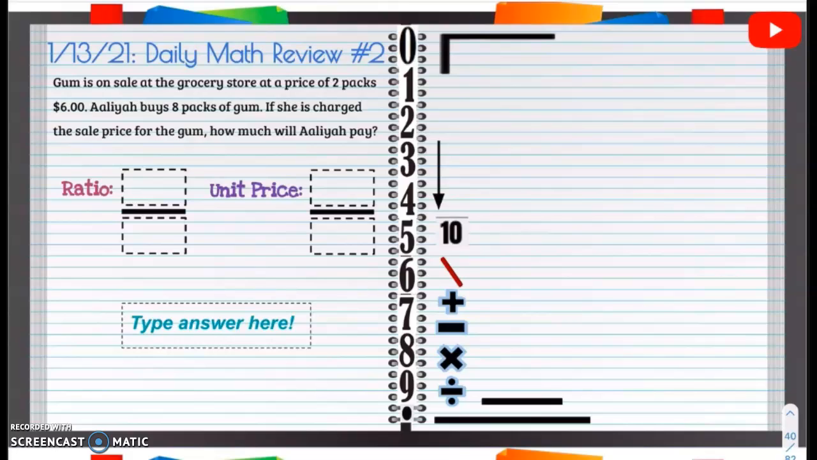Gum is on sale at the grocery store at a price of 2 packs for $6. Aliyah buys 8 packs of gum. If she's charged the sale price for gum, how much will Aliyah pay?